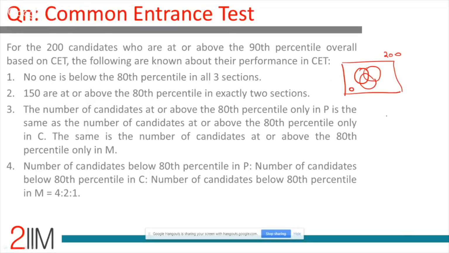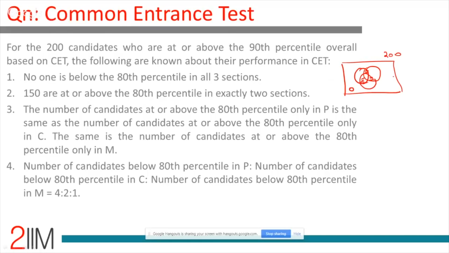So you're going to have A intersection B, B intersection C. You're going to speak that language. Right? So remember that. So let's look at this. No one is below the 80th percentile in all 3 sections. That's good. 150 are at or above the 80th percentile in exactly 2 sections. Exactly 2 sections. That is this region, and this region. Those 3 add up to exactly 150. The number of candidates at or above the 80th percentile only in P is the same as the number of candidates at or above the 80th percentile only in C.